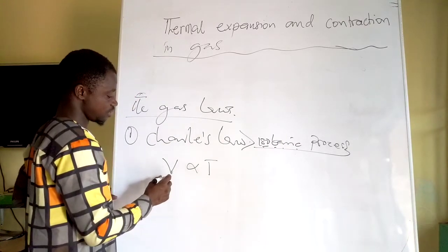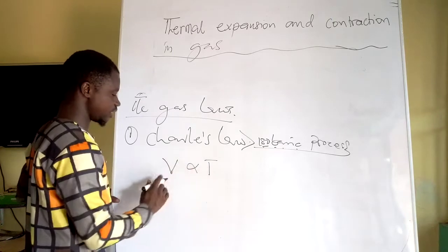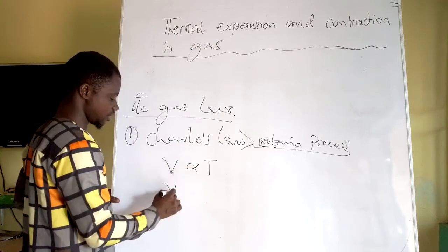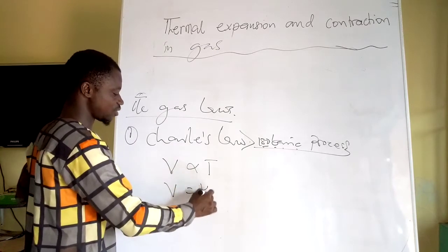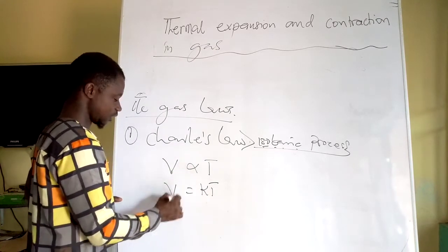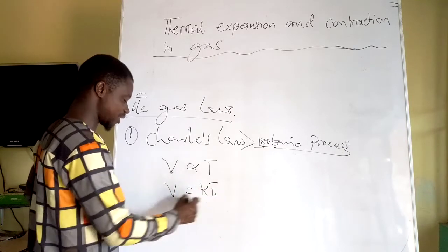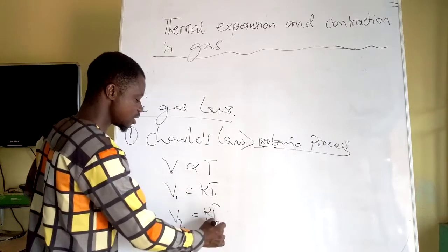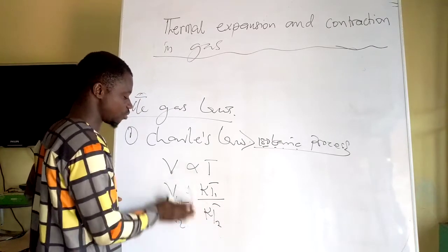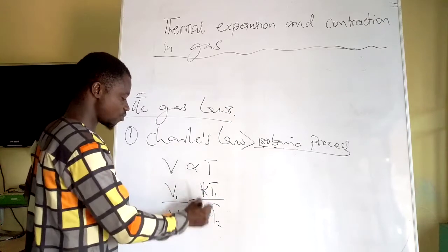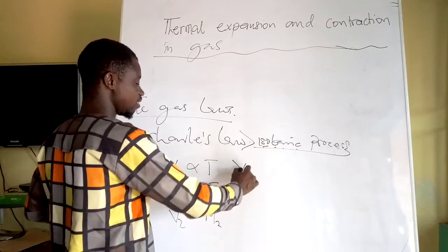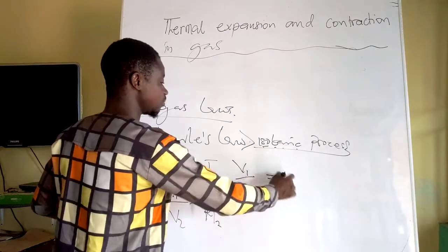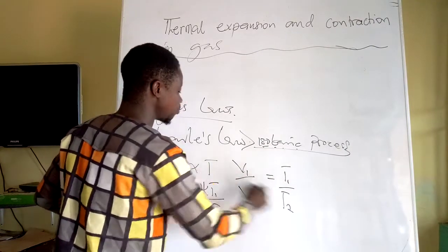So when we rearrange this, or we introduce a constant and an equal sign, we get V is equal to a certain constant times T. Let this be for one particular gas process, and then for another gas process, V2 is equal to K times T2. When we divide equation 1 by equation 2, K cancels K, and finally we get V1 over V2 is equal to T1 over T2.